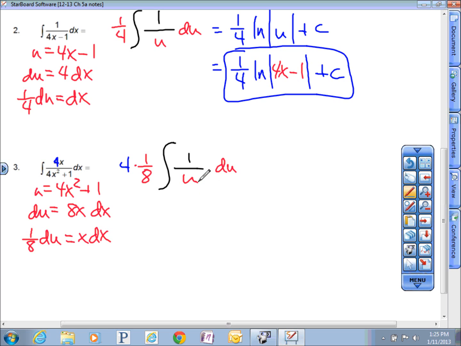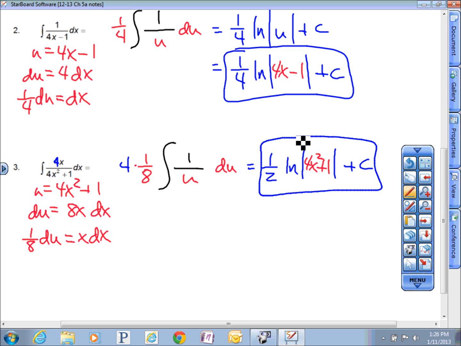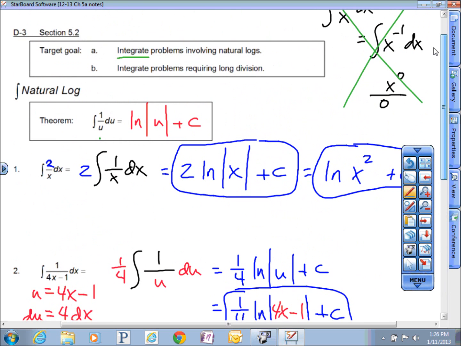So now what I really have is an integral that has a 4 and a 1 times a 1/8 out in front of it, which is a 1/2. The antiderivative of 1 over u is natural log absolute value of my u, plus my c. What's u? u is 4x squared plus 1. And we could move the 1/2 to make an exponent out of it if we wanted to, but we don't necessarily have to. So pretty good start there as far as integrating problems with natural logs.